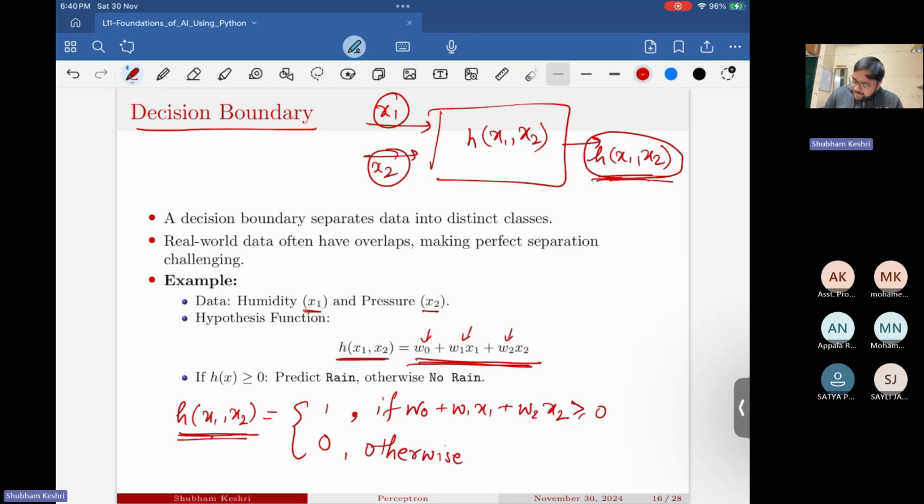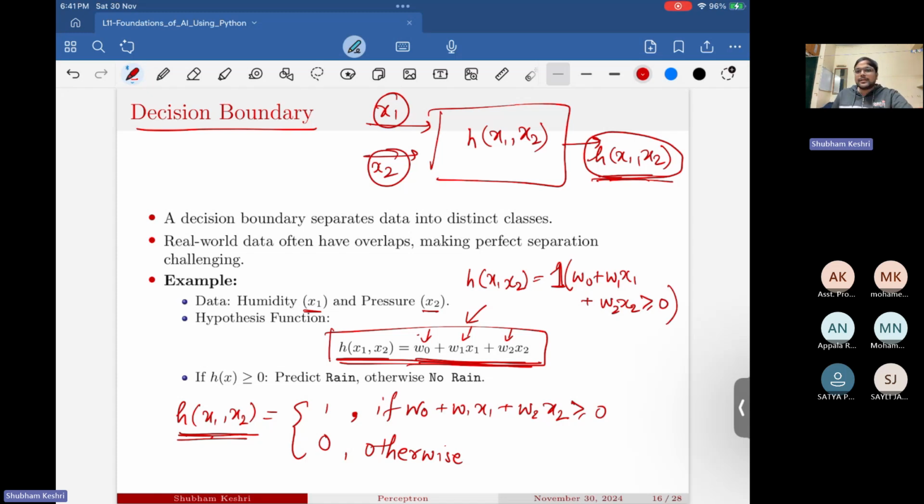Okay, so this I have written incorrectly, this shouldn't come here. So this is how it is defined. Actually, if I write like this, it is not this, so I'll just rewrite this line. This is not how it is written. I have missed one point. It is written like this: h of x1 comma x2 is an indicator function of w naught plus w1 x1 plus w2 x2 is greater than or equal to 0.